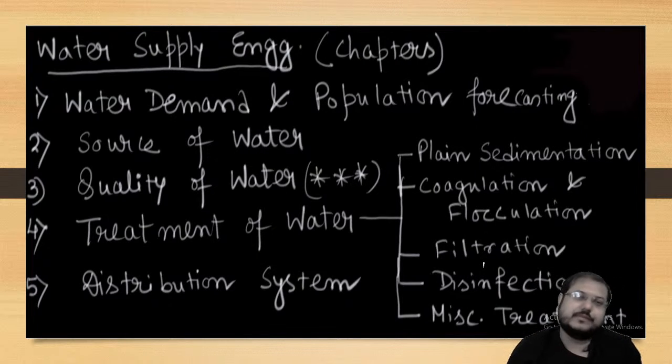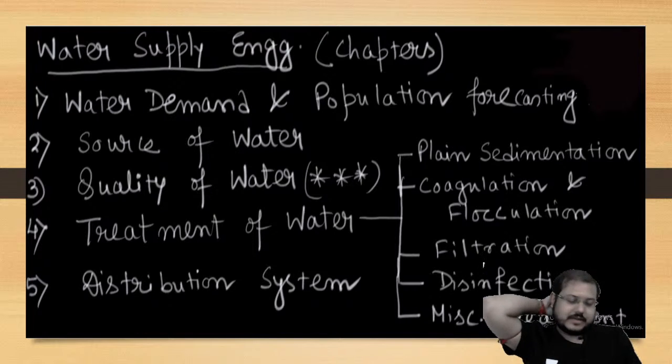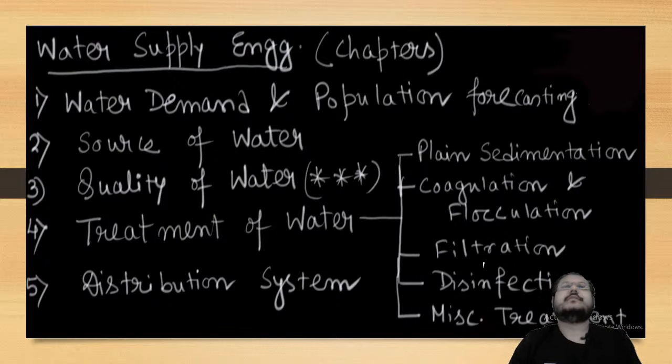The first chapter consists of two segments. One is water demand and another one is population forecasting. In the first segment, water demand, we will see how much water is demanded by a community for different purposes. Then we will go for the second segment, population forecasting, where we will see how to deal with the population numbers. In the second chapter, we will choose a suitable source of water, where we will see the ideal sources of water and, cumulatively, certain formulas over there.